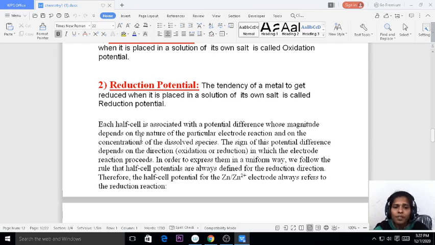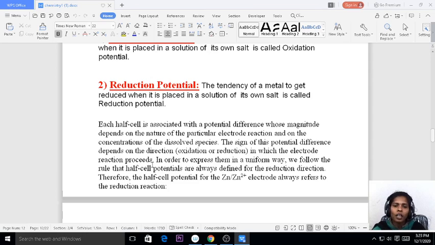But each half cell is associated with a potential difference whose magnitude depends on the nature of the particular electrode and the electrolyte. It depends on the electrode and also on the electrolyte. Based on that only, the electrode undergoes oxidation or reduction. And the sign of this potential difference depends on the direction in which the electrode reaction proceeds. Either the electrode reaction proceeds in the forward direction or in the backward direction.